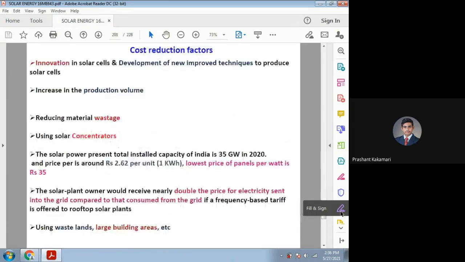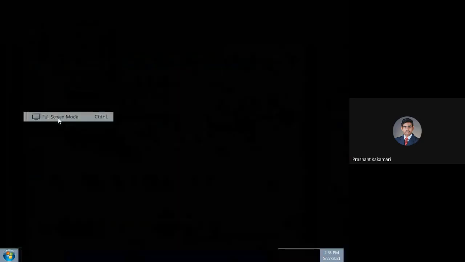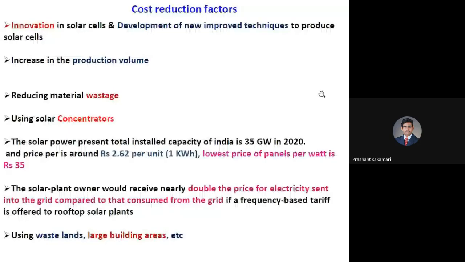So first here, as I explained in the earlier classes, just a minute, I'll make it full screen. So coming to the cost reduction factors. First thing is the high priced systems of solar energy, like concentrating systems or thermal systems, or you can say PV systems. To reduce the cost of the high priced systems, first thing we have to do is come up with new materials or new mechanisms or new production techniques through which we can reduce the production cost and the material cost of the PV systems.